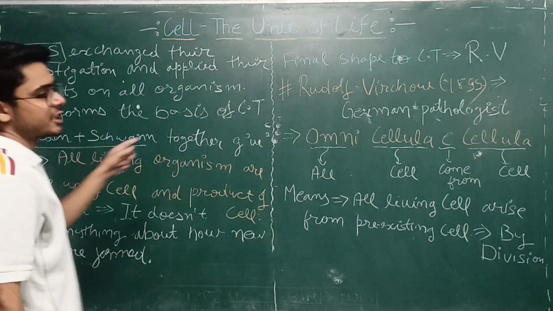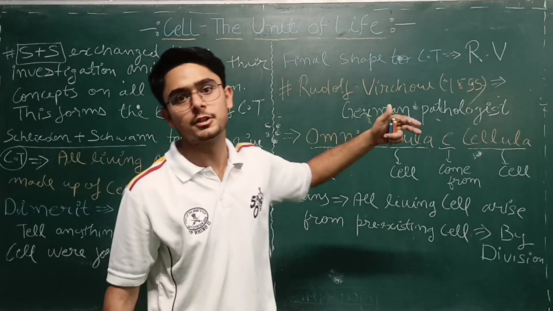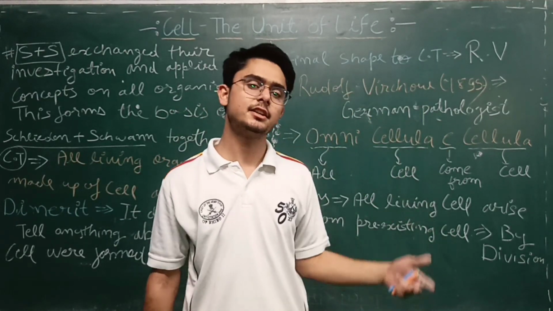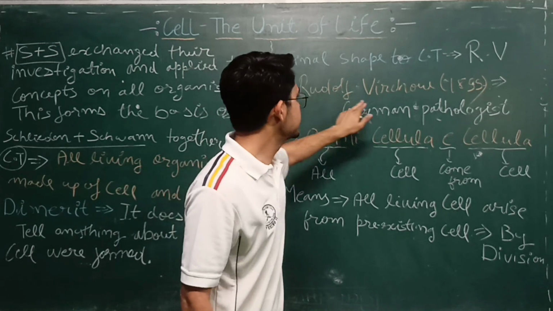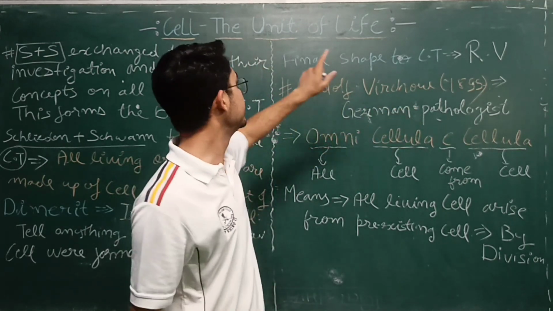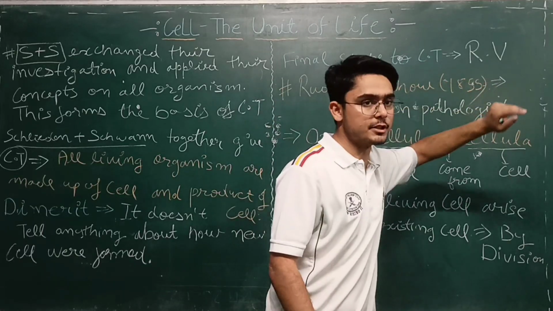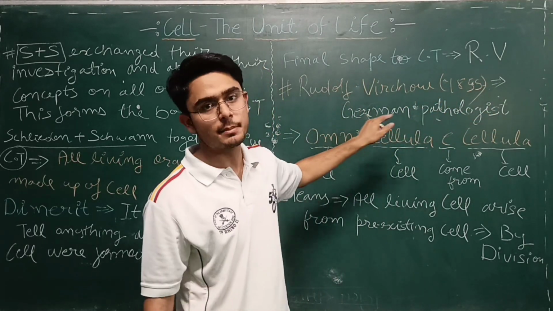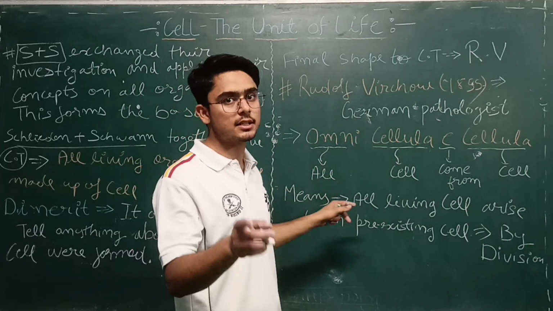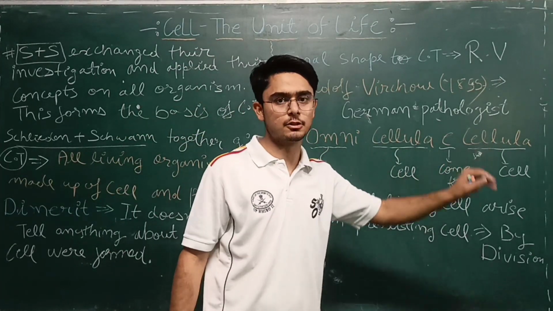Okay. Here comes the climax. So now this is Rudolf Virchow. He gave the final step to the cell theory. Rudolf Virchow, in 1855, was a German physician. He worked on plant cells and animal cells, and then he said that omnis cellula e cellula.